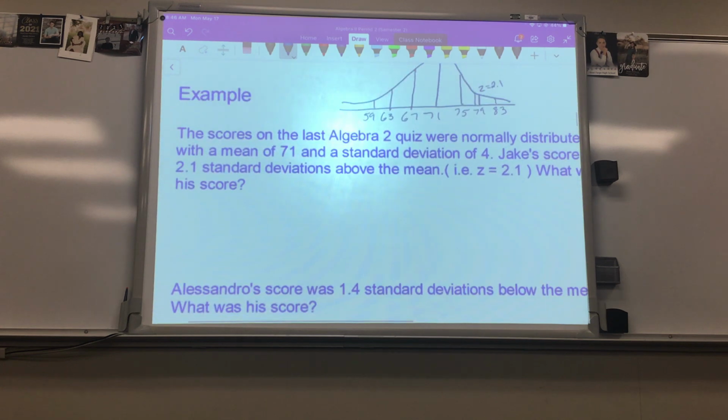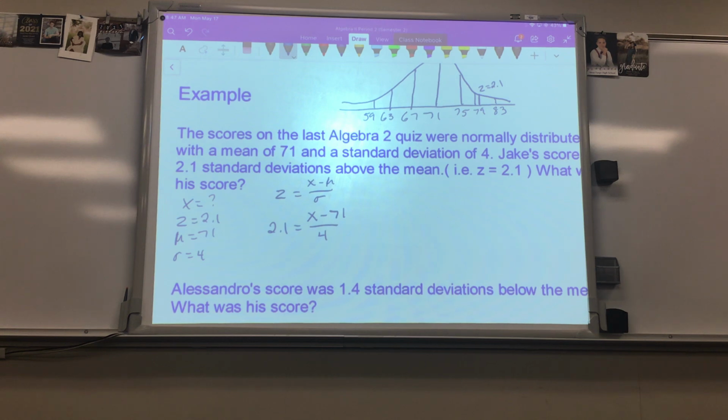So let's just break down what we know. Do we know his score, the score he got on the quiz? No. We know his z-score though. He was 2.1 above, so positive 2.1. We had a mean of 71 and a standard deviation of 4. So if I just plug that into the formula, that's going to get us 2.1 equals x, we don't know x, minus the mean over the standard deviation.